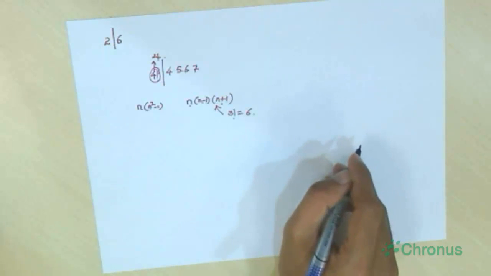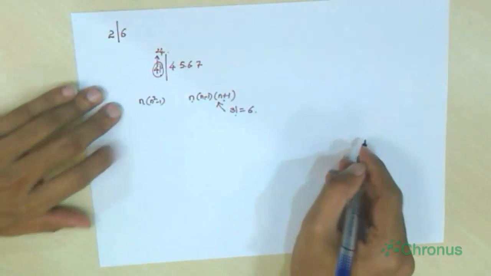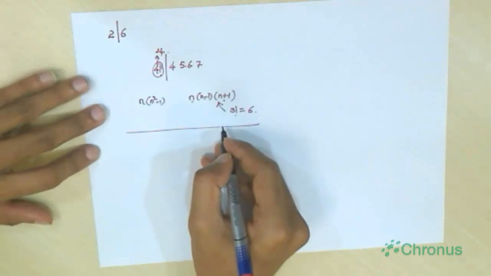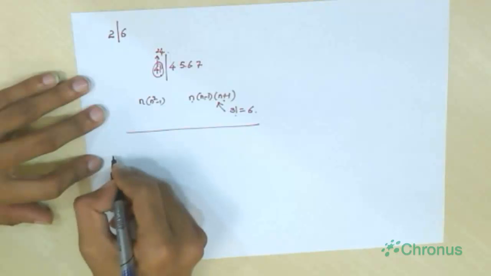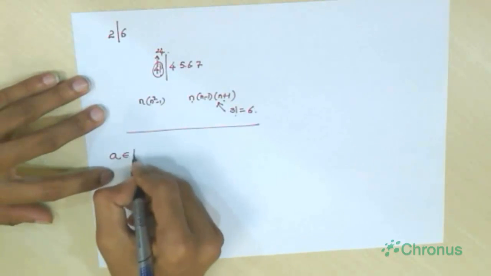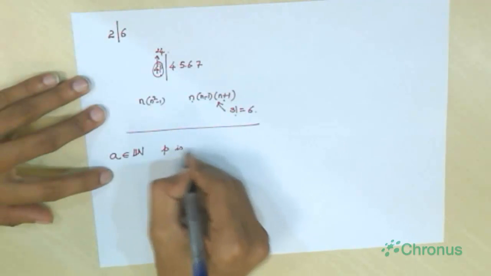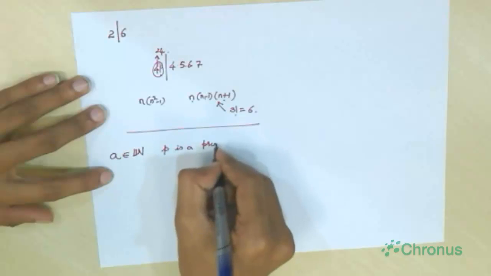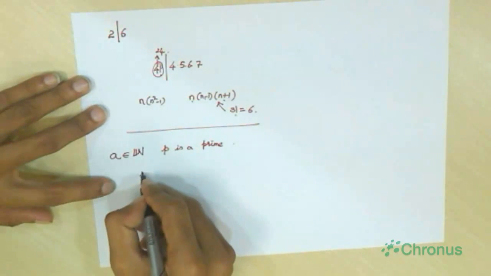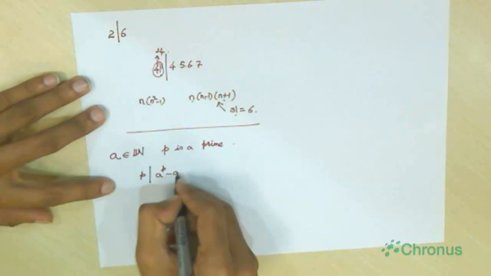And next we have Fermat's theorem. What Fermat's theorem says is, given any whole number a, so a belongs to the set of whole numbers, and say p is a prime number, then Fermat's theorem states p divides a power p minus a.